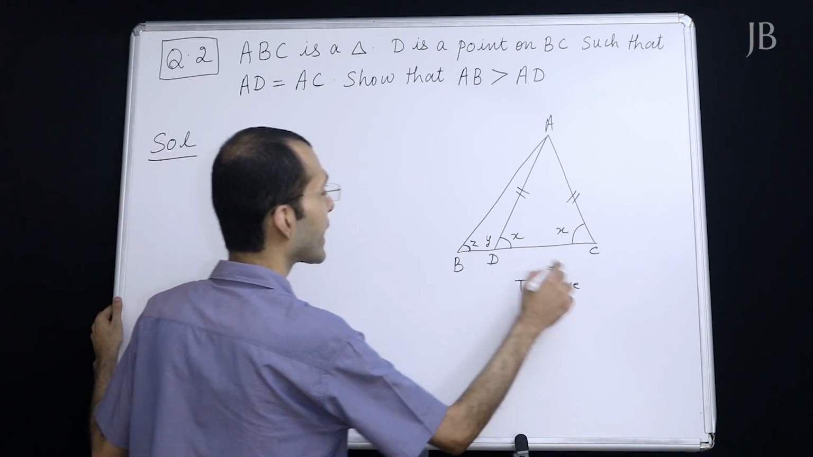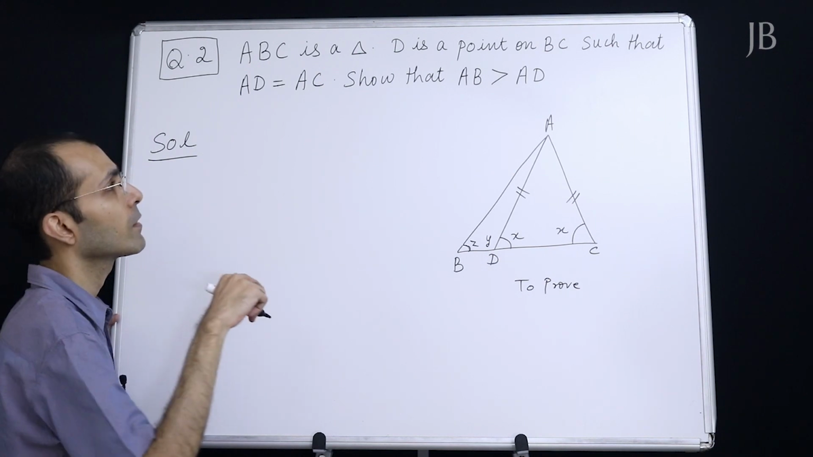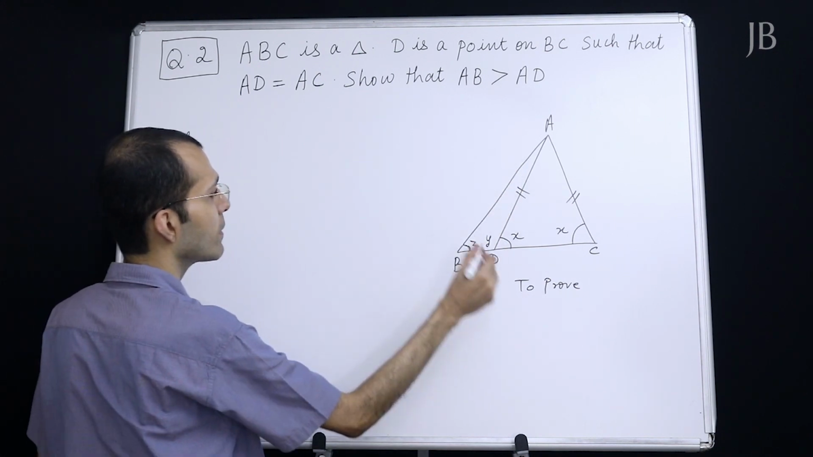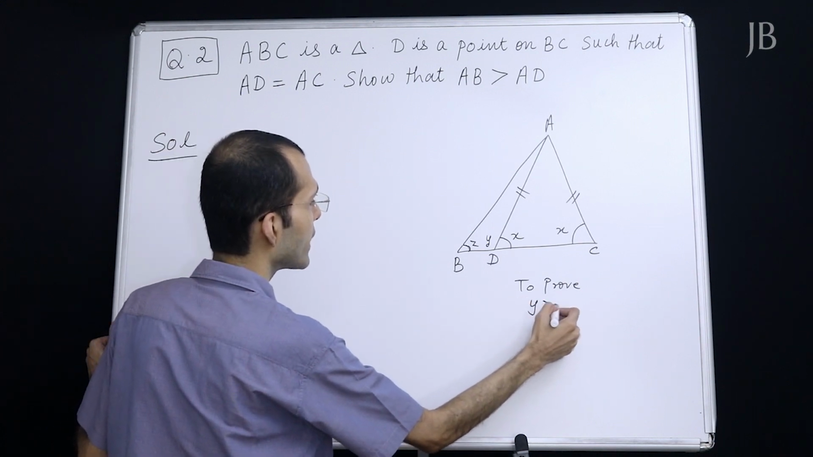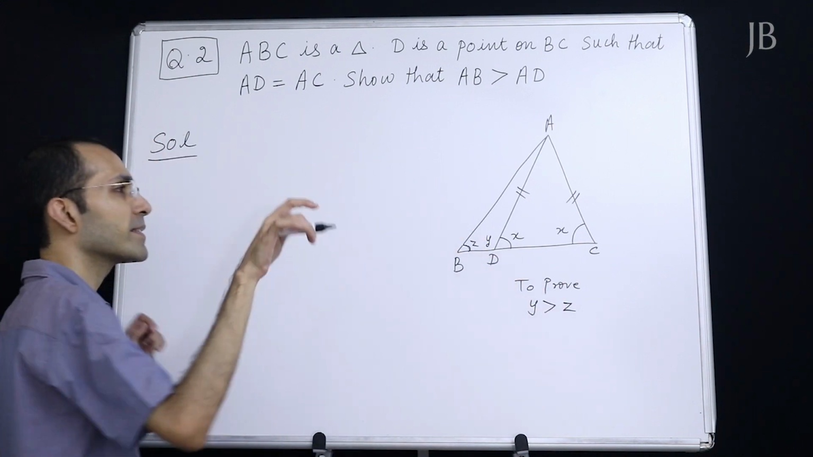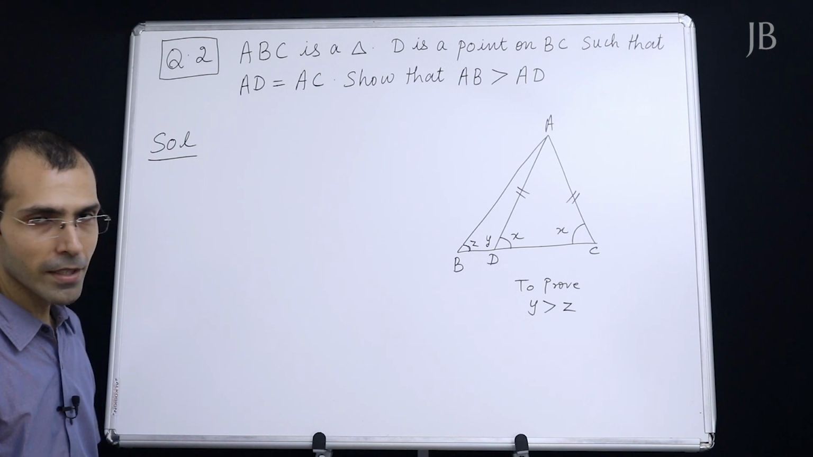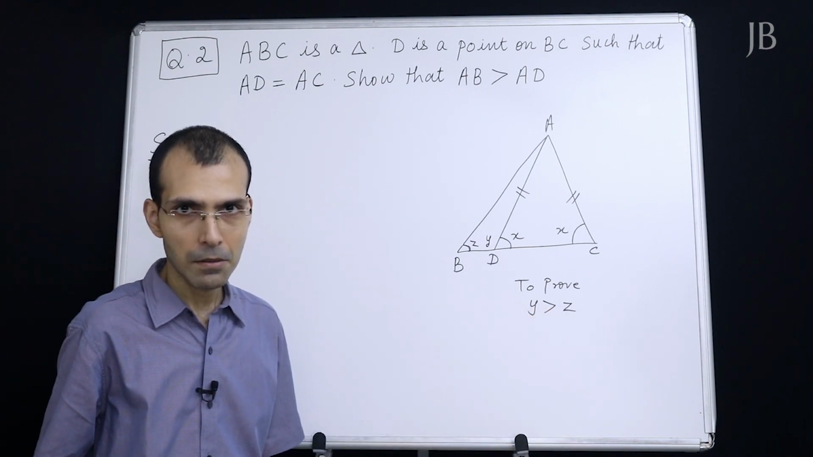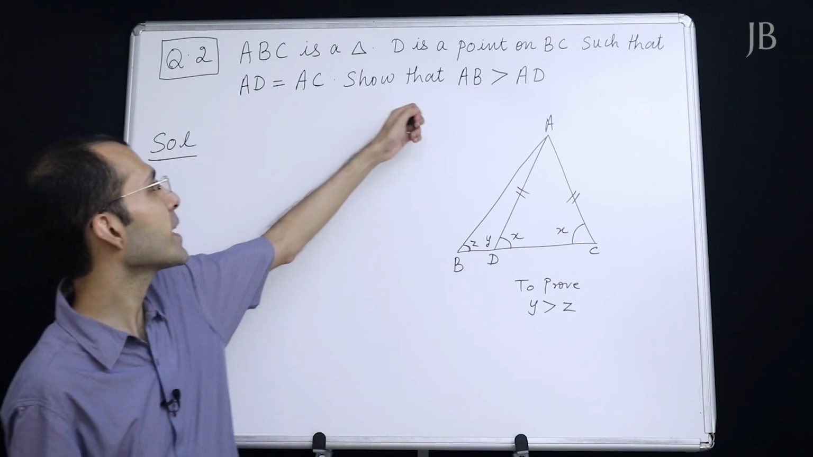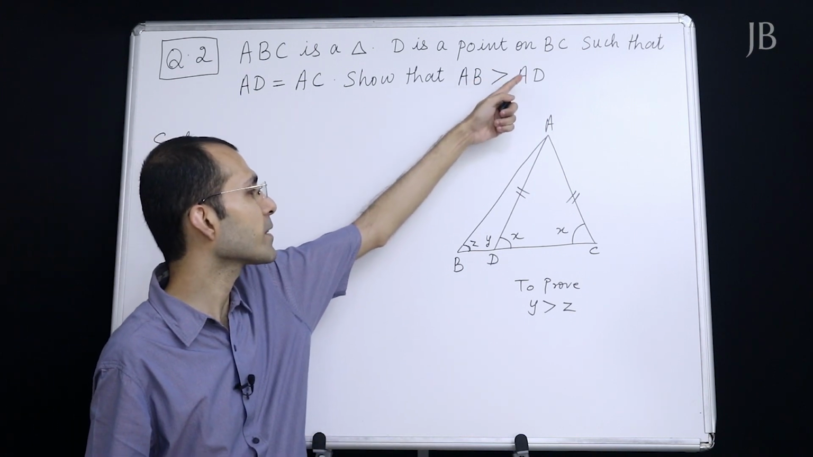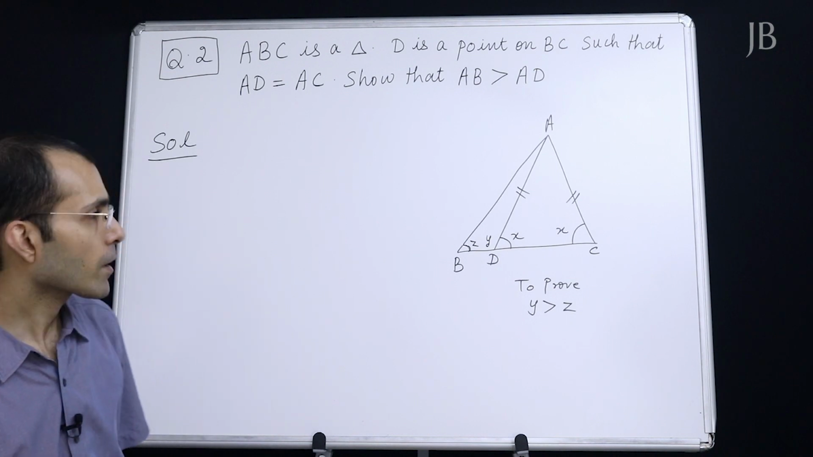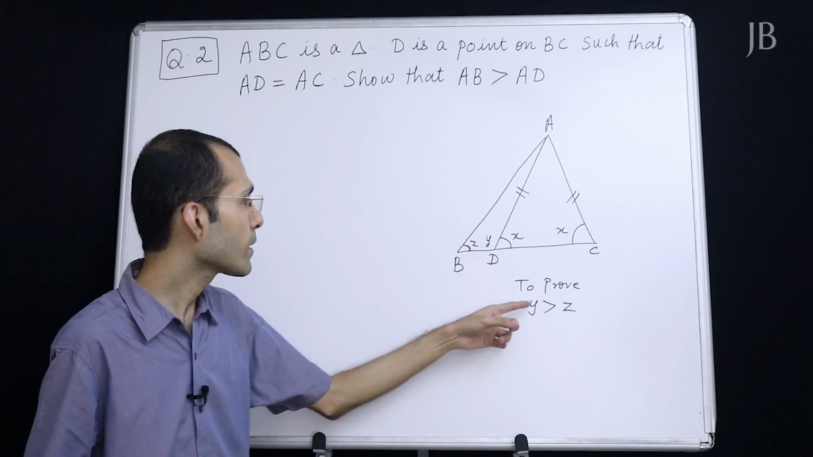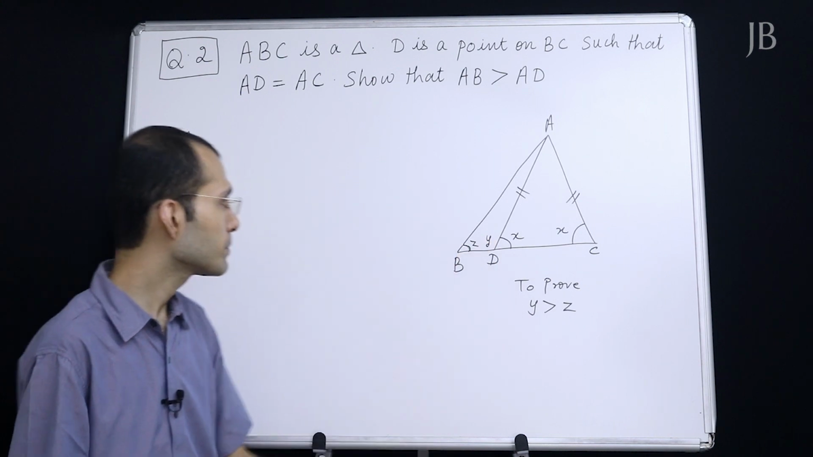Now if I want to prove AB greater than AD, in other words, I will have to prove that the angle opposite to them are greater. So the angle opposite AB is Y and the angle opposite AD is Z. So in other words, I have to prove Y greater than Z. If we can manage to prove Y greater than Z, then we can easily say that AB will be greater than AD. Now question arises, how do we prove Y greater than Z?